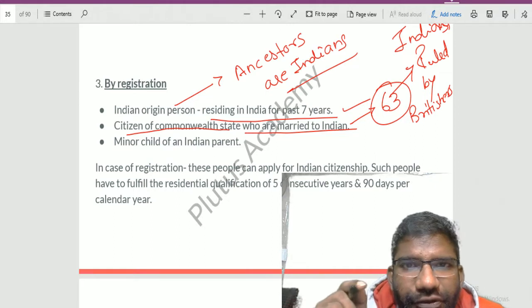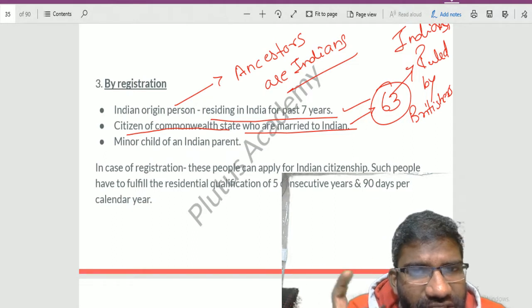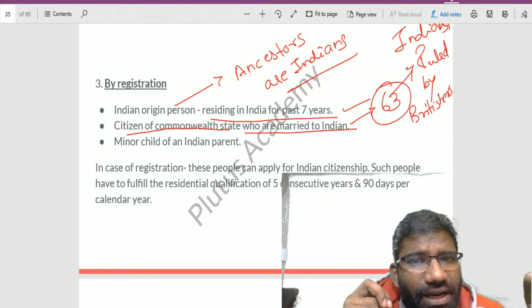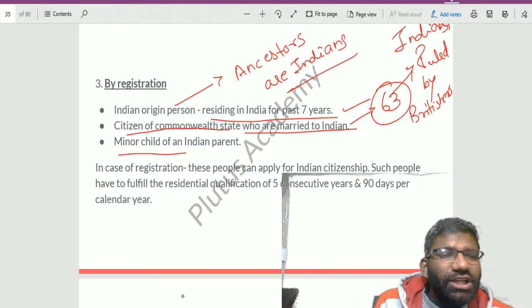If a person from that country marries an Indian, then the person can get Indian citizenship. Those 63 countries, Commonwealth countries ruled by Britishers, if a person from that country marries an Indian, the person gets Indian citizenship. Minor child of an Indian parents.